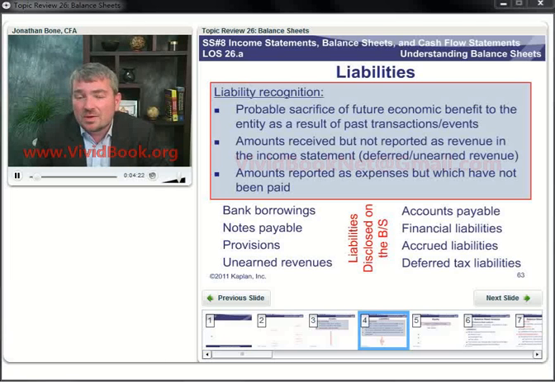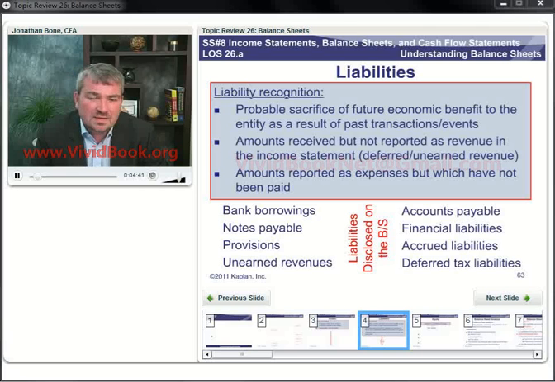Accounts payable, where you've bought goods from your suppliers but not yet paid them at the year end. We're going to see financial liabilities, in particular bonds that the company has issued, leases that the company has taken out. Accrued liabilities, where you've used a good or service but not yet been invoiced for it or paid it at the year end.